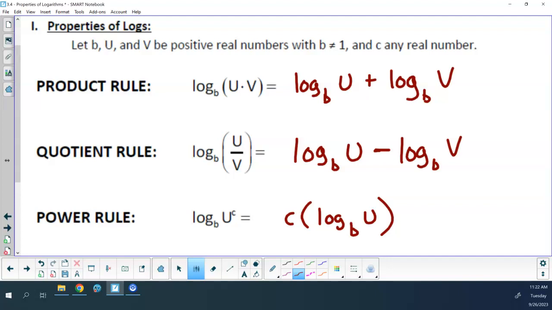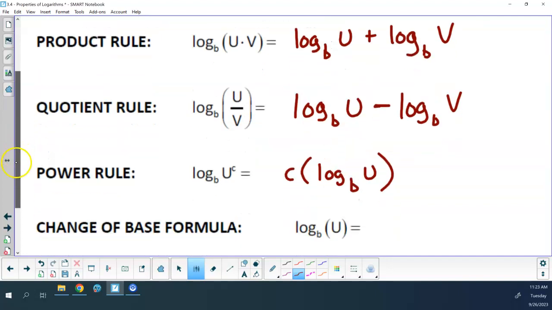Product and quotient rule, do they help? Yeah. When we're writing out logs, it makes stuff look nicer, because if you have log base 3 of 9, you don't have to write out log base 3 of 9. You can write out 2. So if you have something like log base 3 of 9x, that's just going to be 2 plus log base 3 of x. We'll get to that in a minute. But that's where we use the product and the quotient rules.